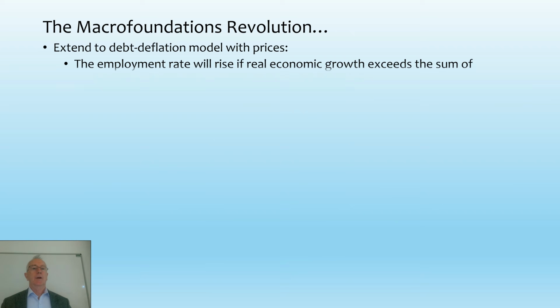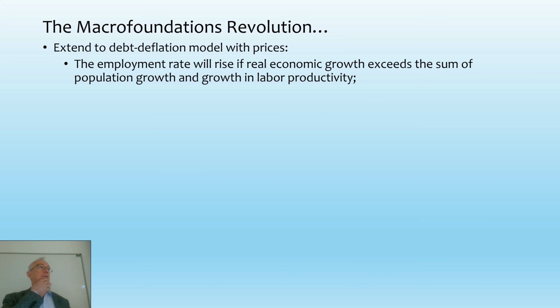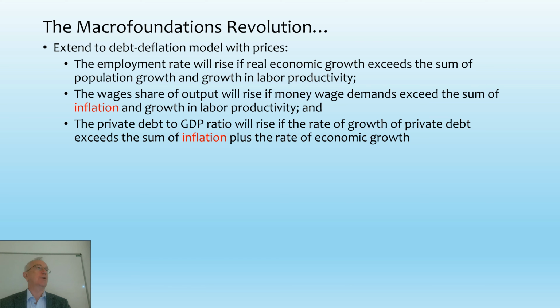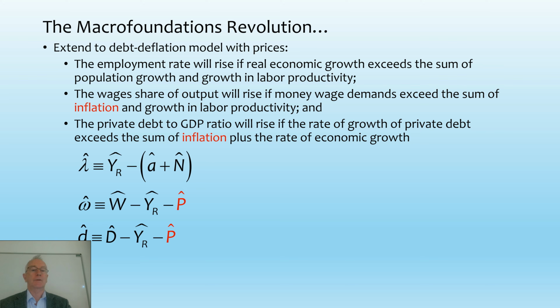And I can extend it to a model involving prices. Again, in a very simple way, you simply include the price level times real output to give you nominal output. So you include the price level inside there, and it doesn't take long to derive these expressions. The first term for employment rate doesn't get changed, but the wages share gets affected. You now have to take inflation into account as well as the growth rate in labour productivity. And in the private debt ratio, you have to take the inflation rate into account as well as the rate of economic growth. So you get slightly more complicated equations. And the question is, how do you define a price level?